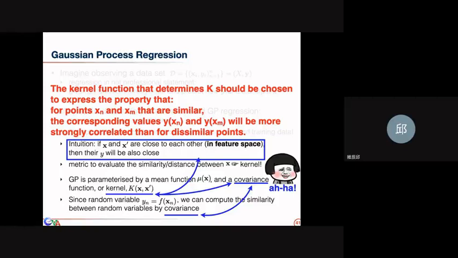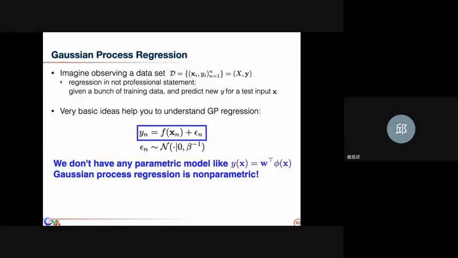So in Gaussian process regression, the main idea is to find a proper kernel function such that the connections between x can be nicely mapped to the connections between y.